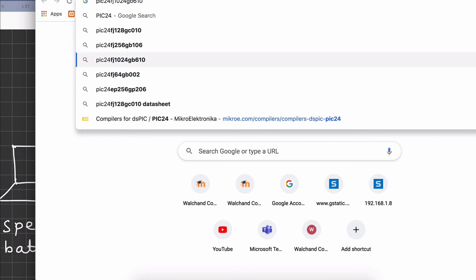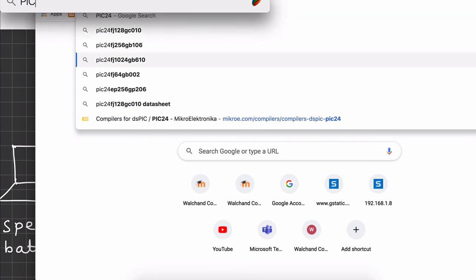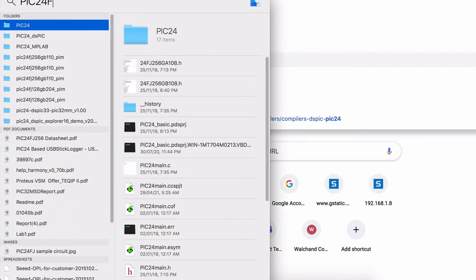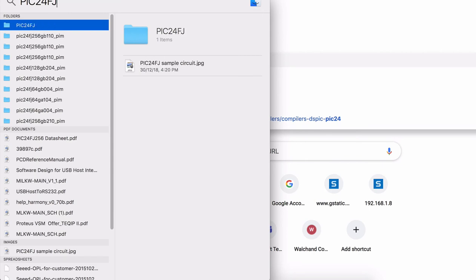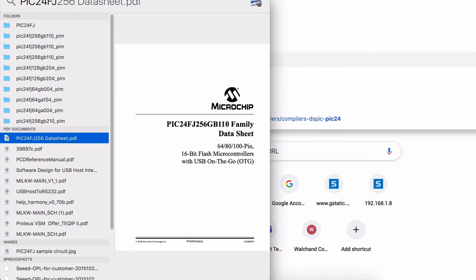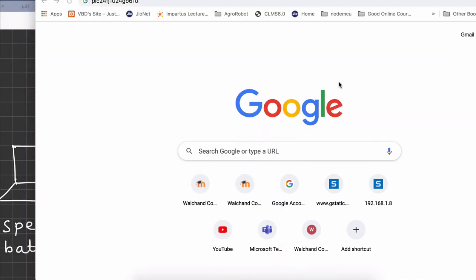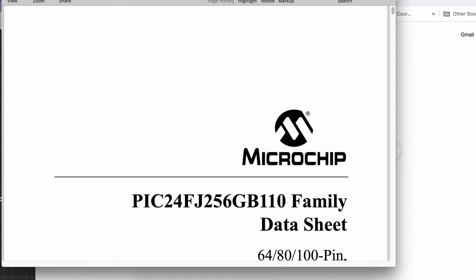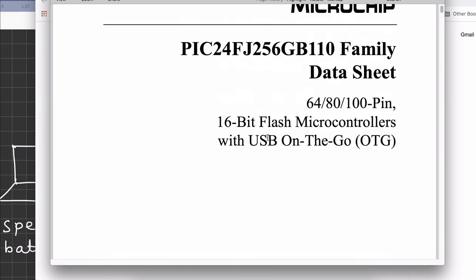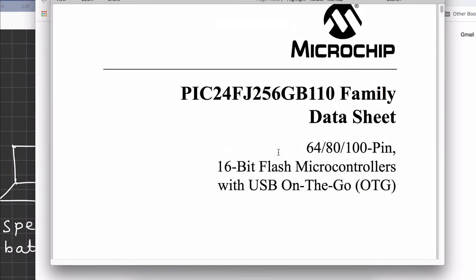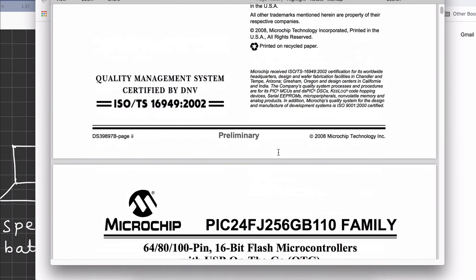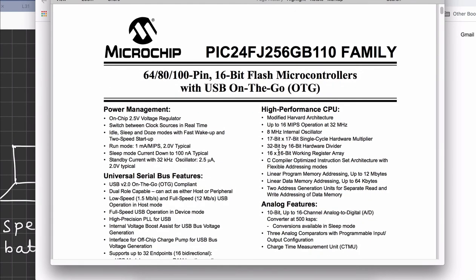I think I may have the data sheet. You pick up any PIC24 FJ. So this is a 16-bit processor, sorry, a 24 series processor of Microchip. And let us check. This is actually a processor, but it has some analog parts also.